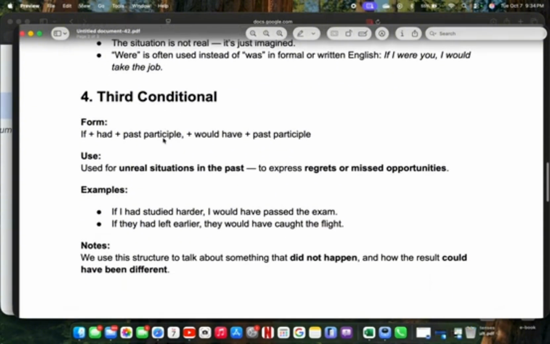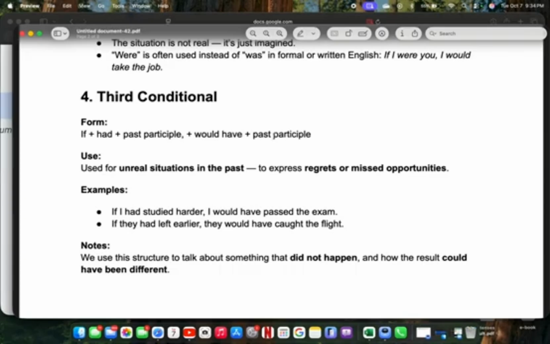Okay. Next one we have third conditional. Okay, third conditional. This one kita guna past participle pula. Tadi kita guna past simple. This one kita guna past participle. If plus had plus past participle, would have plus past participle.